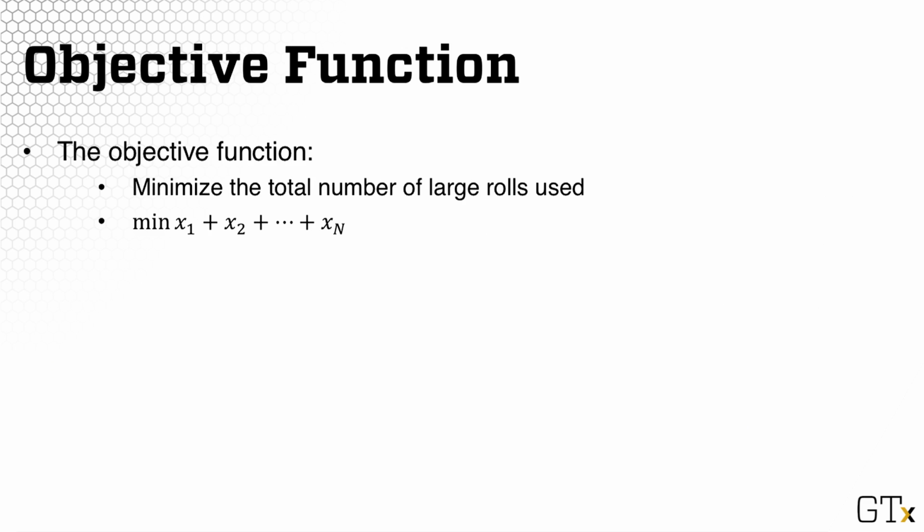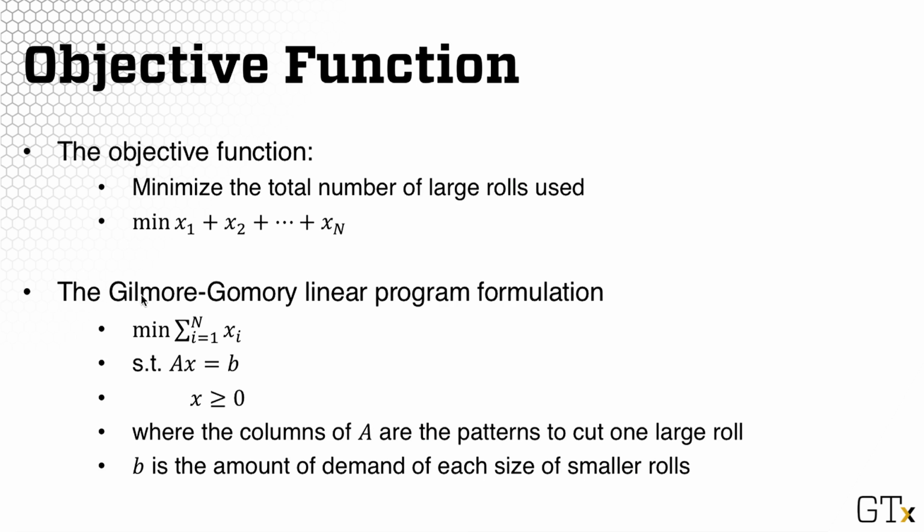All right, what is the objective function? Well, the objective function is very simple. It's just to minimize the total number of large rows. So it's minimize the sum of x1, x2, all the way to xn. So if we put it together, we have the so-called Gilmore-Gomory linear programming formulation for the cutting stock problem. This formulation was first proposed by Gilmore and Gomory in their famous paper.